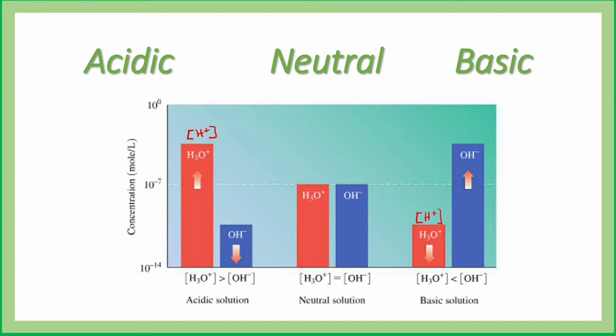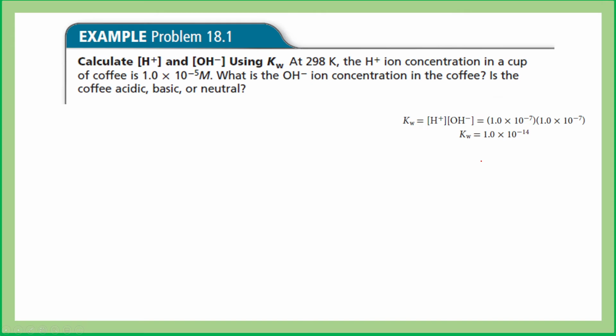That's what I just said in the previous slide. Also, if the hydrogen ion or hydronium ion concentration decreases, the hydroxide ion concentration will increase. And that makes sense because hydroxide ions are for bases, and this will be a basic solution because it has more hydroxide ions. So let's do the exercises.